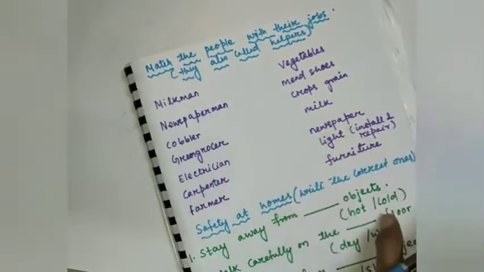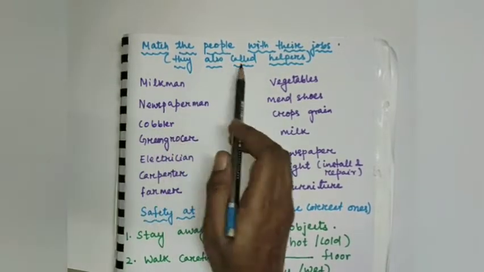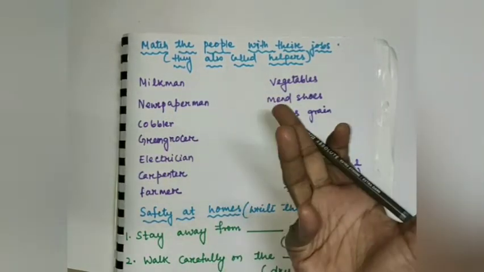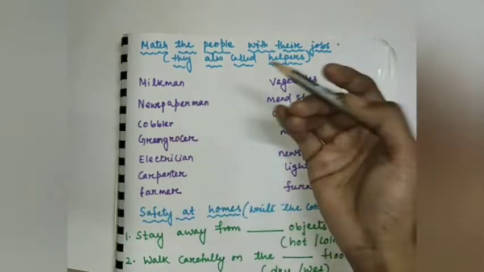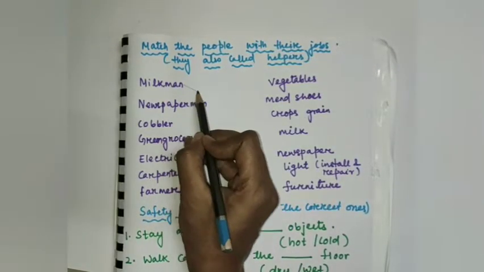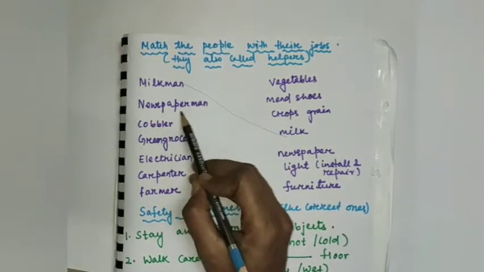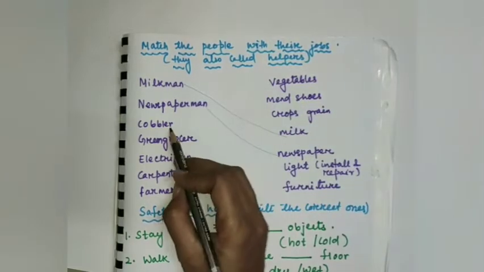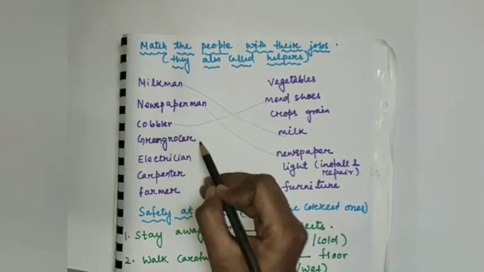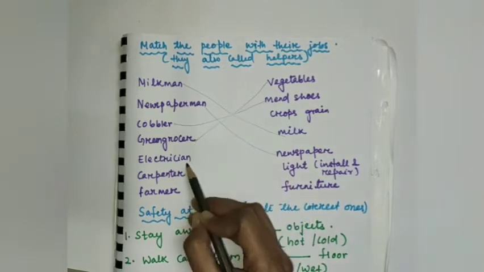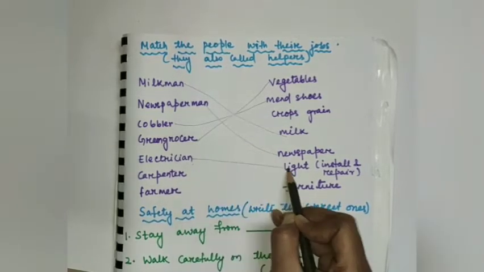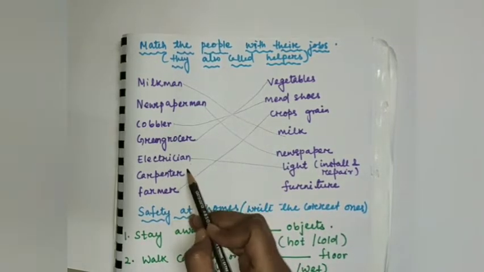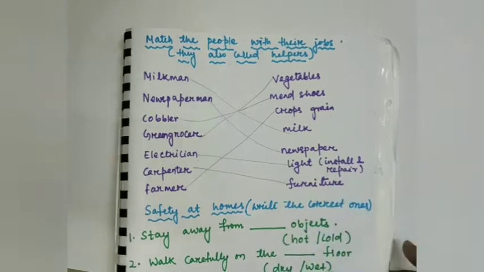And here, match the people with their jobs, and we can also call them helpers. They help us in our daily life. Here, milkman: the milkman gives us milk. Newspaper man: he delivers newspapers to us. So we'll draw a line here. Then the cobbler mends our shoes. And the greengrocer sells vegetables to us. Then the electrician installs and repairs lights. Then the farmer grows the crops and grains for us. And the carpenter makes furniture for us.